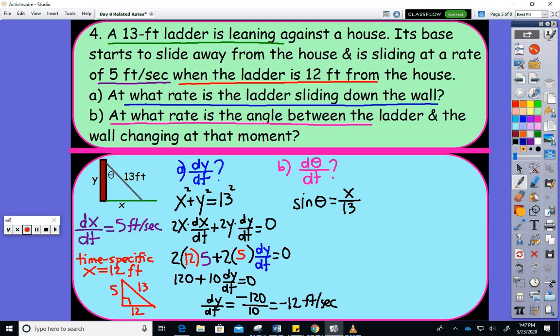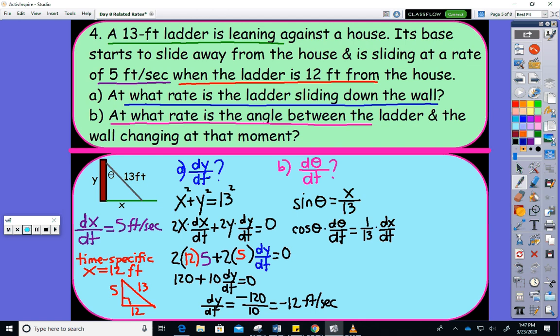All right, so I'm going to do the same thing. The derivative of sine theta is cosine theta, times d theta/dt. Look at the right-hand side as 1/13 x. Don't use the quotient rule. 1/13 times x. The derivative is 1/13 times the derivative of x with respect to time. So again, I need to figure out what cosine theta is and d theta/dt.